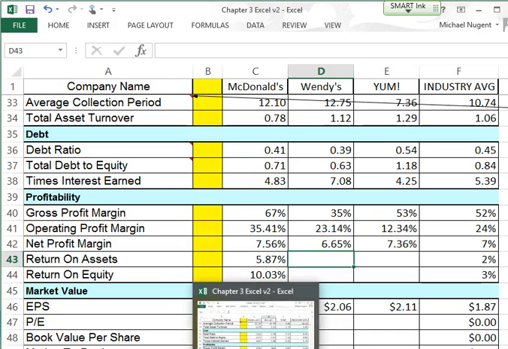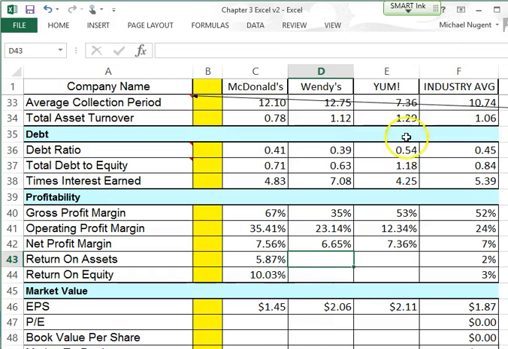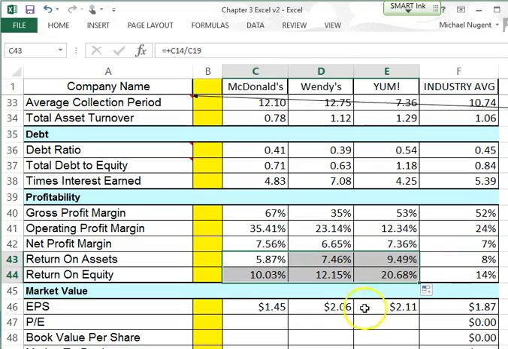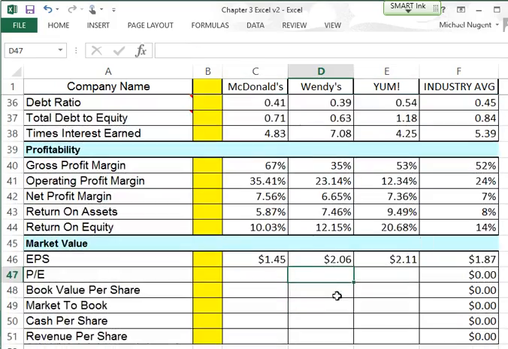I'll give people a second to calculate the other two. Do these look right?